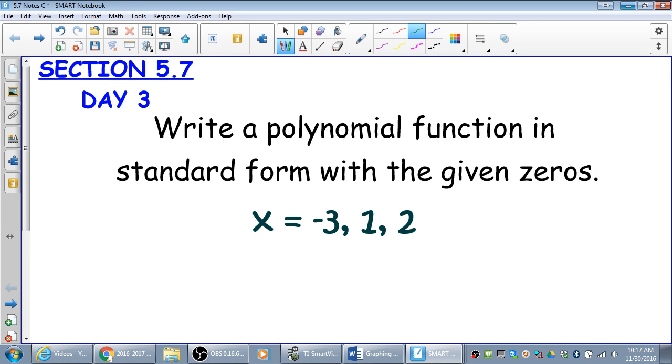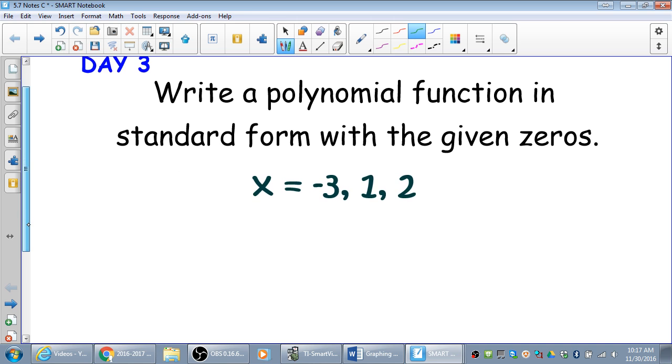Section 5.7, day 3. The saga continues. Write a polynomial function in standard form given the zeros. So f of x is equal to x plus 3, x minus 1, x minus 2. Now remember, those are zeros, so you have to write the factors that would be 0 if we plug those numbers in. That's why we do the opposite sign.